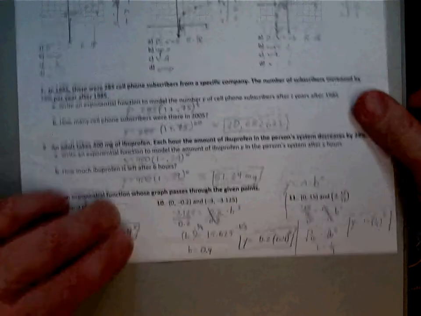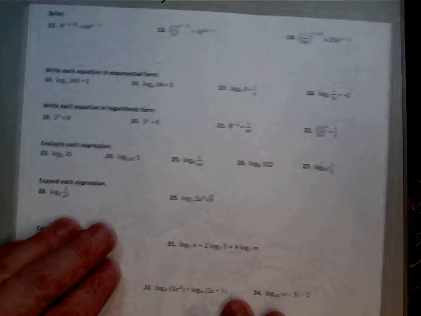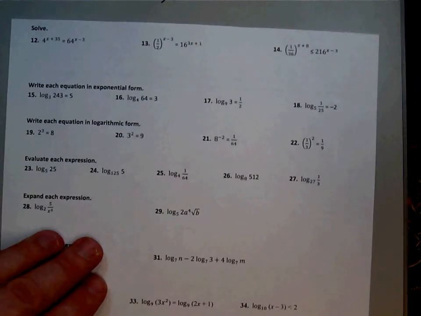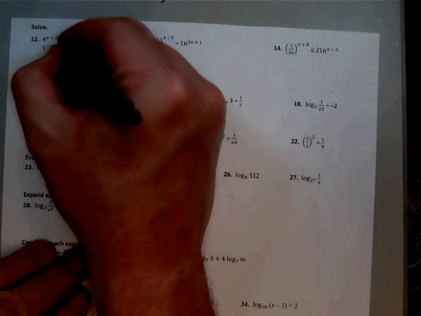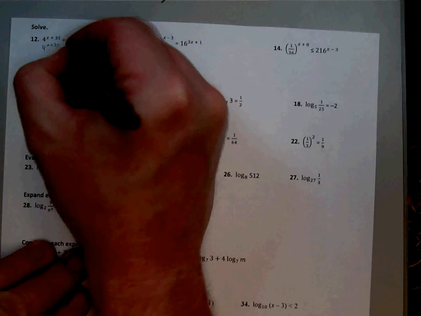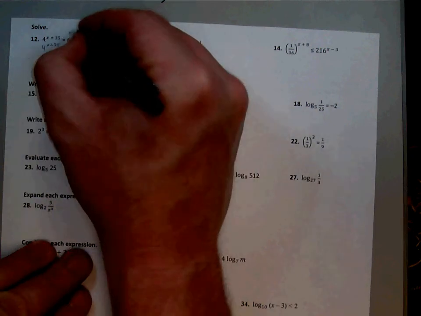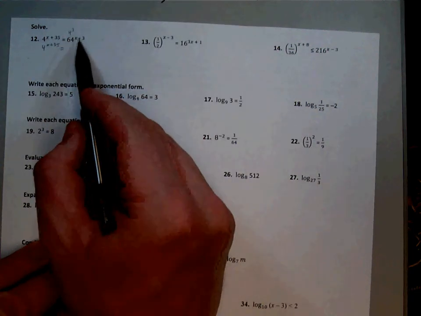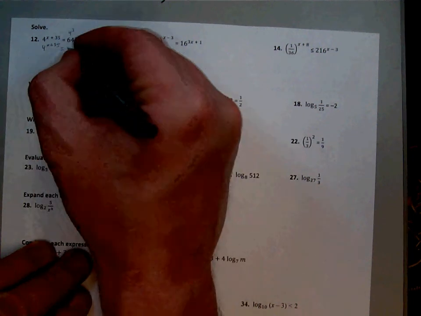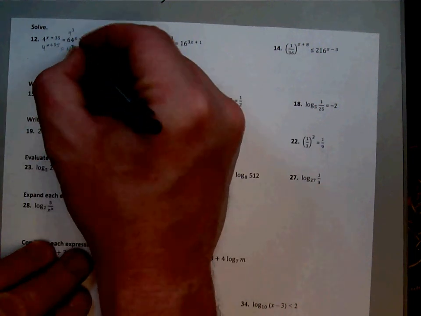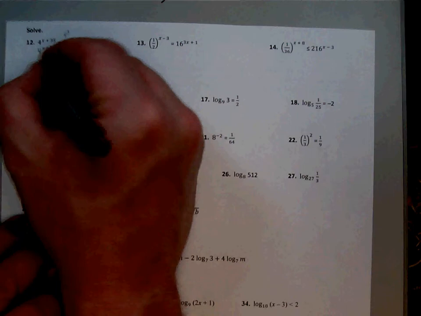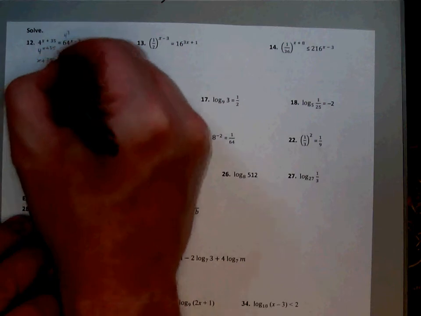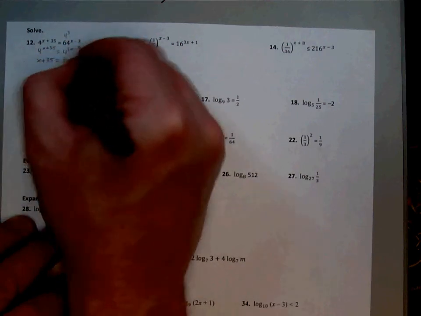All right, now let's go to the back page. Okay, number 12, I can write both of those as powers of 4. So the left side can stay the same. 64 is 4 to the 3rd, so I'm going to have to take its exponent of 3, distribute it to the x minus 3. So the exponent becomes 3x minus 9. Now that the base numbers are the same, I know the exponents have to equal each other. X plus 35 has to be equal to 3x minus 9.